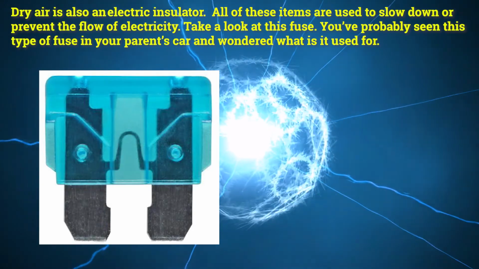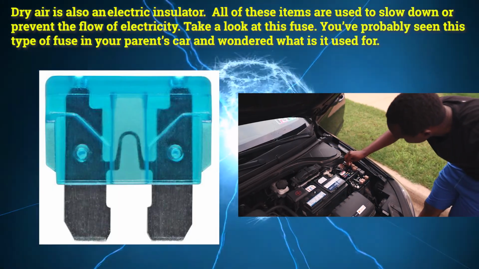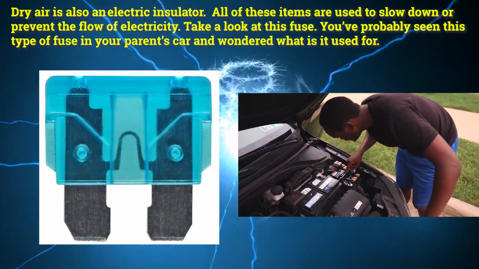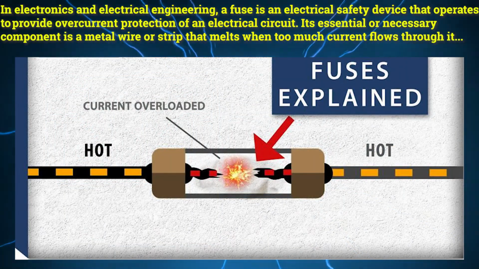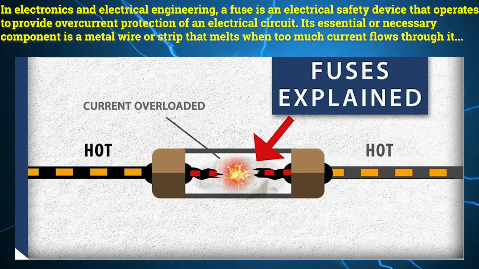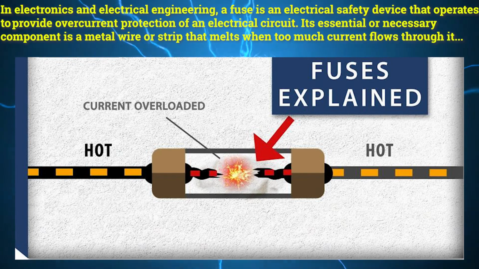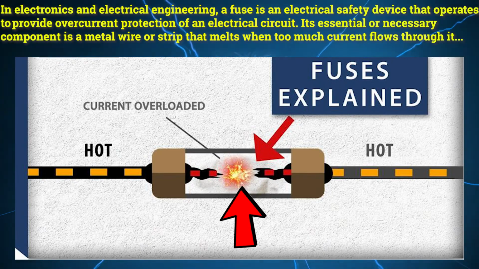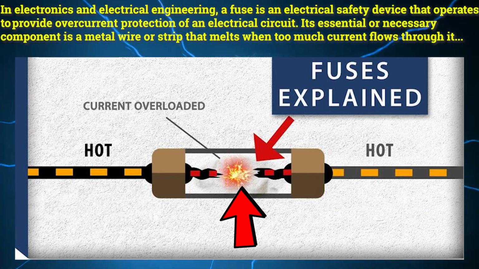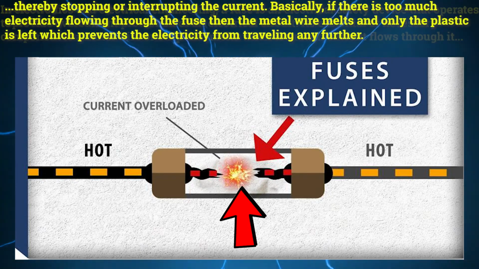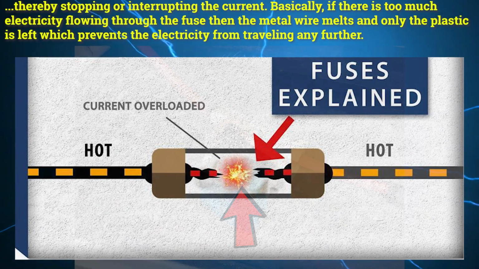Take a look at this fuse. You've probably seen this type of fuse in your parents' car and wonder what it is used for. In electronics and electrical engineering, a fuse is an electrical safety device that operates to provide overcurrent protection of an electrical circuit. Its essential or necessary component is a metal wire or strip that melts when too much current flows through it, thereby stopping or interrupting the current.